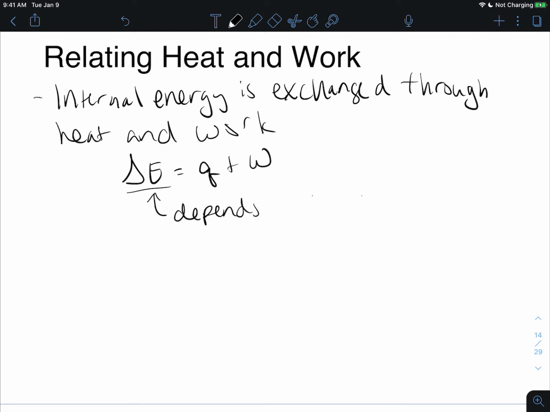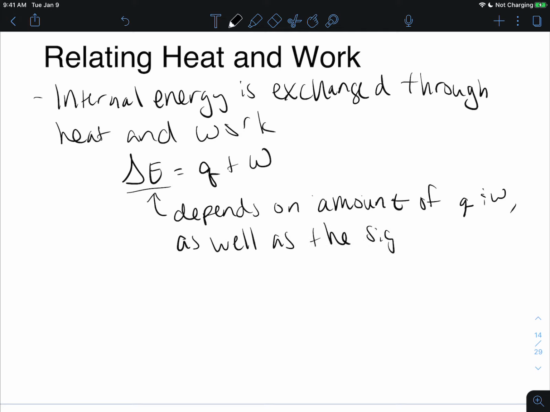So it depends on the amount of heat and work, as well as the signs of heat and work. Okay, so if heat is added or work is done on the system, both of these will result in an increase in internal energy.